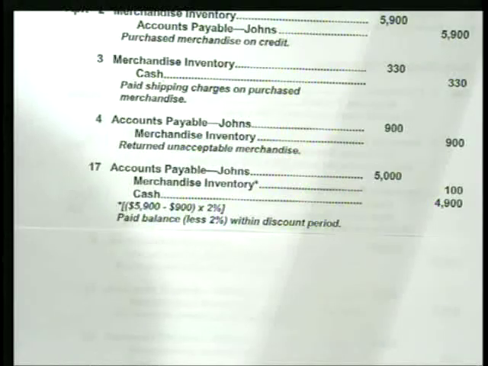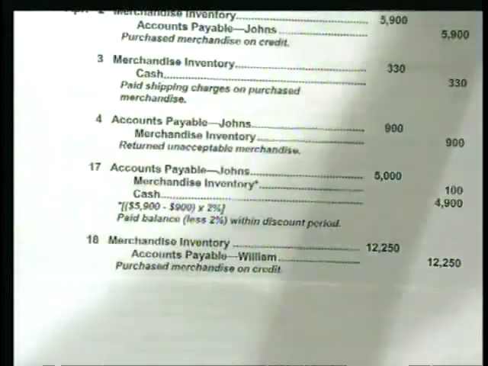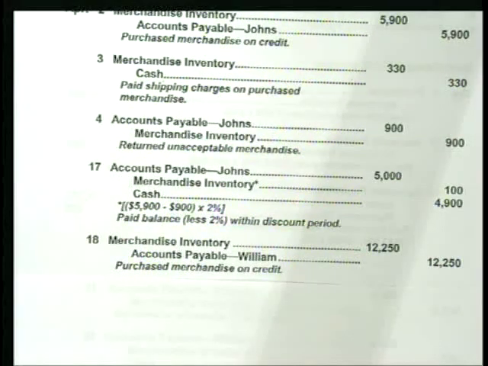April 18th, purchase merchandise from William Corporation under the following terms. $12,250 price, invoice dated April 18th, credit terms of 2/10, net 30, FOB destination. Okay, when we purchase the inventory, we debit merchandise inventory for $12,250. Now, notice the shipping terms were free on board, clear to the destination. So it's not surprising that there's no delivery bill here, is there? The other was FOB shipping point.